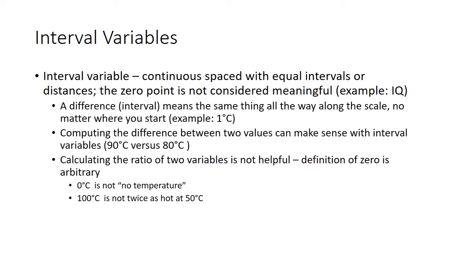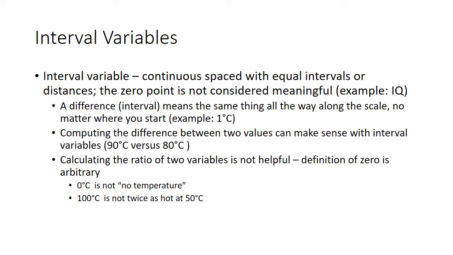With these interval values, you can compute differences between the two. For instance, the difference between 90 degrees Celsius and 80 degrees Celsius makes sense. But unfortunately, the 0 doesn't really have a place here, because you can have a negative temperature, like negative 30 degrees Celsius. With interval variables, the 0 point isn't meaningful. 0 degrees centigrade doesn't mean no temperature. It just means you're at, say, the freezing point of water.